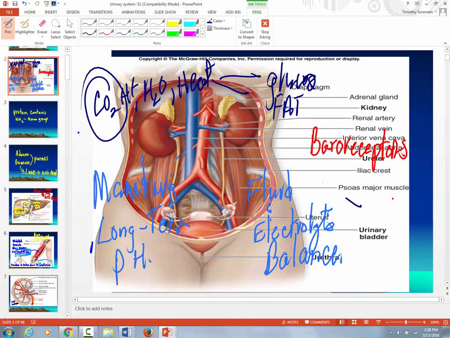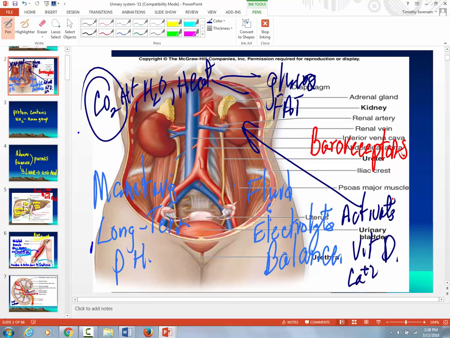The other function of the kidney is to activate Wonder Twin powers. It activates vitamin D. What do you need vitamin D for? To absorb calcium from the gut. Without vitamin D, you can't absorb calcium from the gut, and you get rubbery bones called rickets. Do you want rickets? No, you want to go to Gateway.